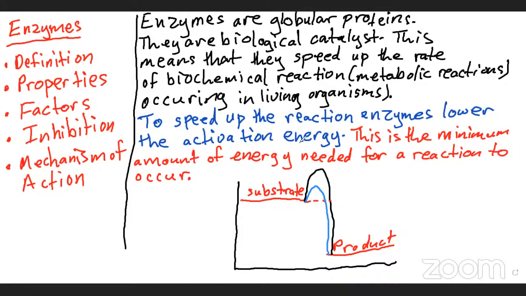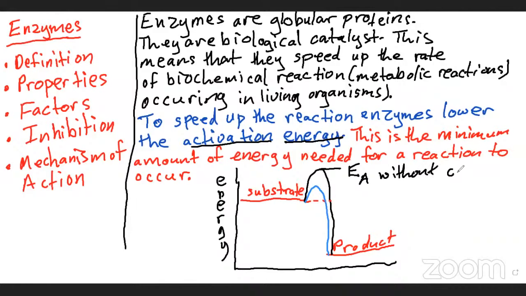All right, so remember now, for any reaction to occur, the molecules must meet the activation energy. That's the minimum amount of energy needed for the reaction to proceed. The black line here, on the y-axis, that's the energy of the molecules. So this black line is the activation energy without the catalyst. I'm putting EA for activation energy without the enzyme, because enzymes are catalysts.